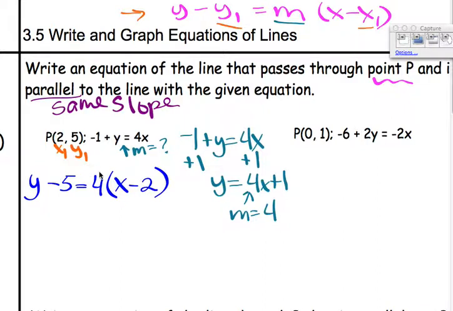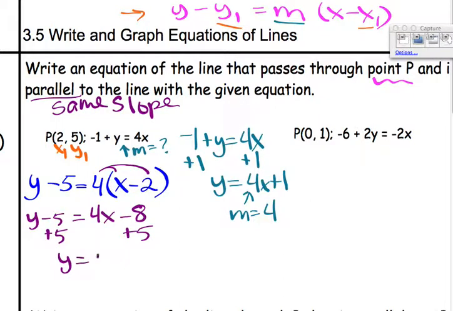So to simplify, you're always going to distribute right here on the right, distributing 4 times x, and 4 times -2 would be -8. And then get rid of this number right here with the y by either adding or subtracting depending on the value. Here it's a -5, so we'll add 5 to both sides to get y alone. -8 plus 5 is -3. So here is this equation that goes through point P and is parallel to the current equation.